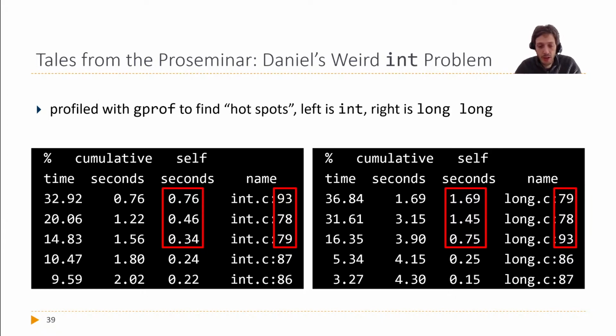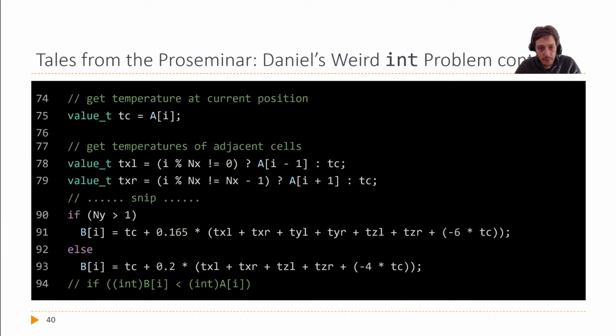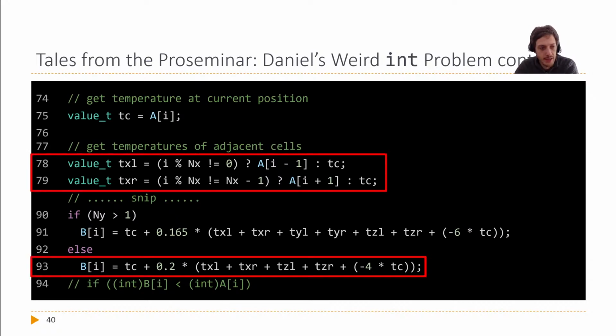So what is going on? What do those lines actually look like? Here is the code that Daniel wrote, or rather an excerpt, which had lines 78, 79, and 93. For line 93, we see that this is the actual computation going on. And we don't care much about that because it's just a computational operation, and we saw between int and long there was no difference. There was very little difference, which is just noise probably. The large difference actually came from those operations.